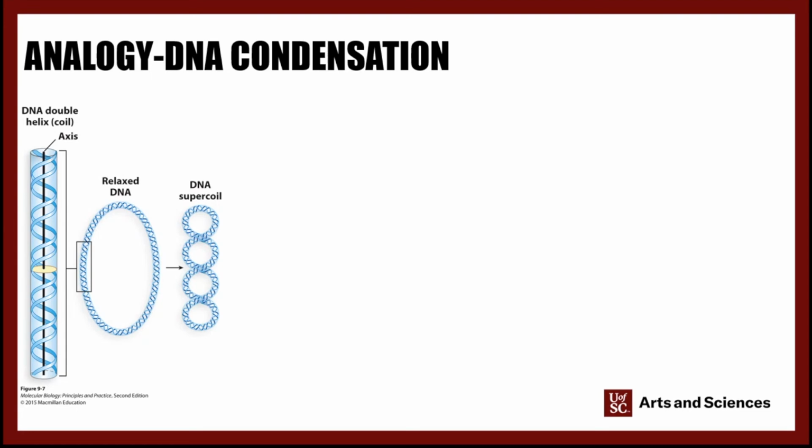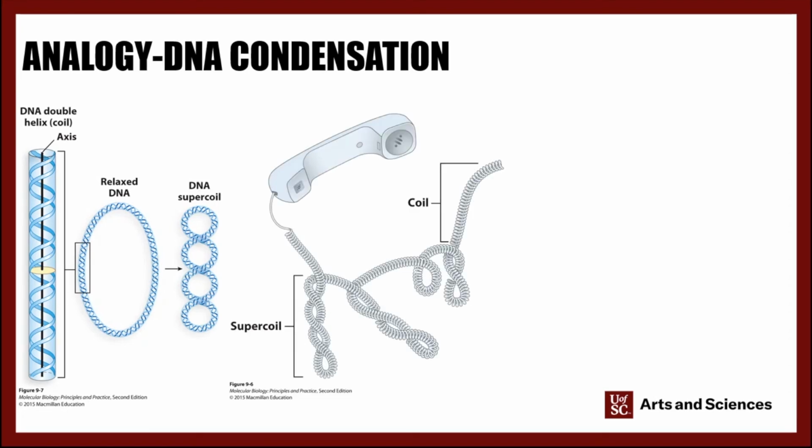But then if something acts on that DNA molecule and puts strain on it, it's going to physically compensate by creating supercoils so that it gets back to a relaxed state. And one of the most common examples that's used to demonstrate supercoiling is through the use of a corded telephone. So here you can see you have a long cord that has a helical structure, and then it can have additional coils added to it, mimicking supercoiling.